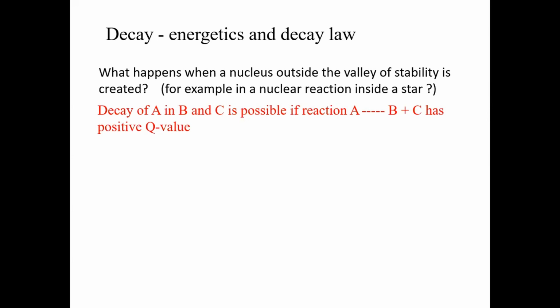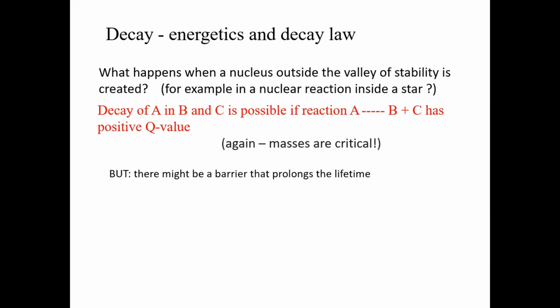A decay of A into B or B into C or A into B and C is possible if there is positive Q value of energy available for the reaction. And again, the masses are critical for this kind of substitution. And there might be a barrier, the Coulomb barrier, that can prolong the lifetime for such decays.